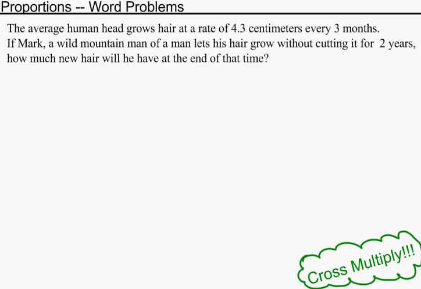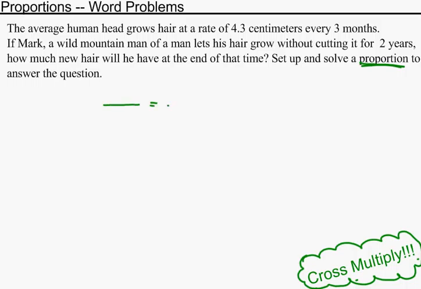Let's suppose that I have Mark, who's a wild mountain man of a man, and decides to go for 2 years without cutting his hair. I want to find how much new hair he'll have at the end of that time. And the only other piece of the problem is that the directions tell me to set up and solve a proportion in order to answer the question. So as soon as I see the word proportion, I'm thinking fraction equals fraction. And I need to go through and fill in those 4 spots and then solve for whatever variable I have.